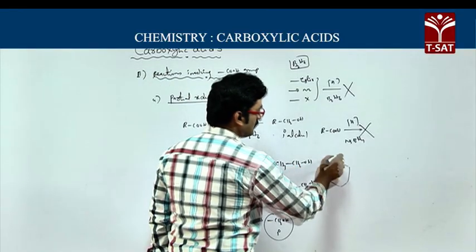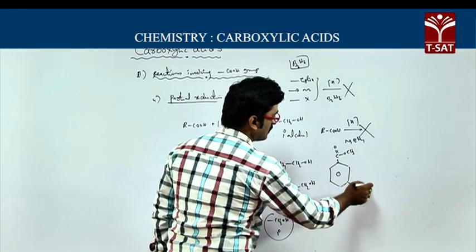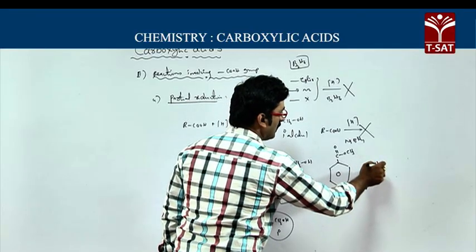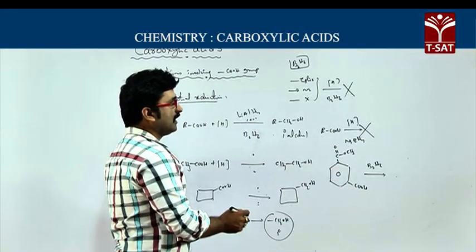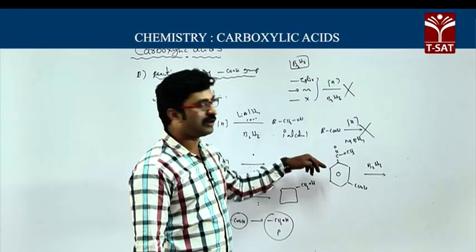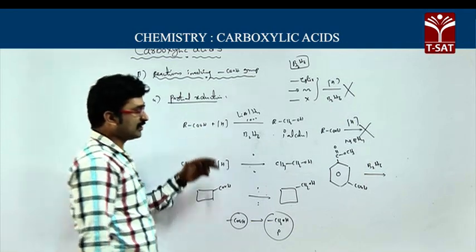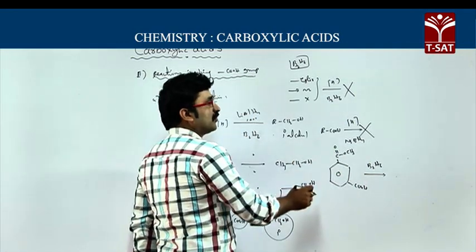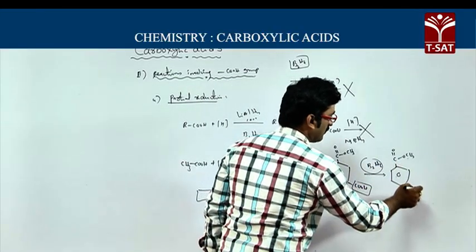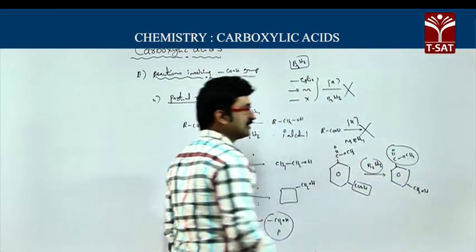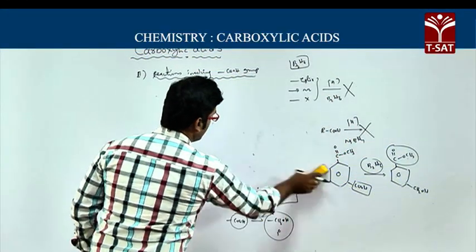For example, I have taken an ester, C double bond O, CH3, and here I have taken COOH. Let us consider this on reaction with B2H6. Very important: an ester group is there and a carboxylic acid group is there. Among ester and carboxylic acid, which can undergo reduction with B2H6? Carboxylic acid. So in this compound, on reduction with B2H6, COOH will be converted into CH2OH, but there is no reduction of the ester group. Very important.